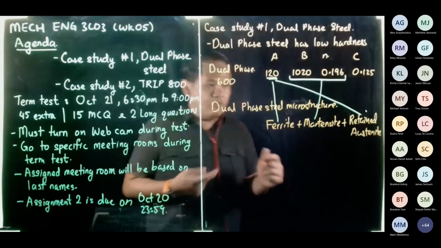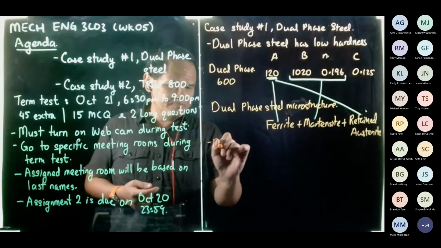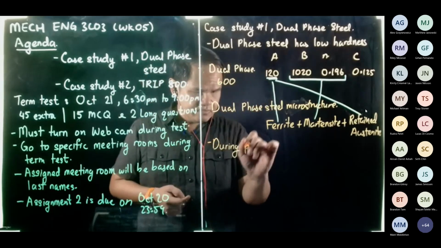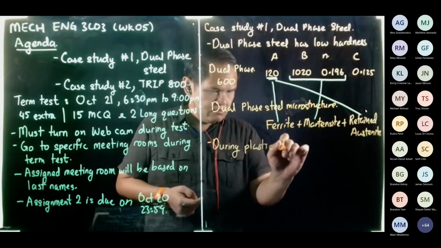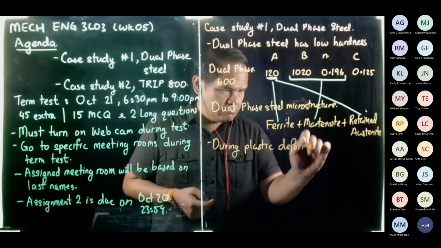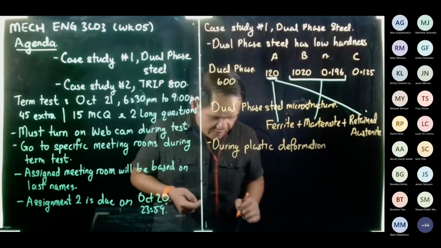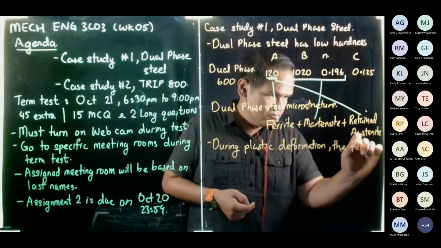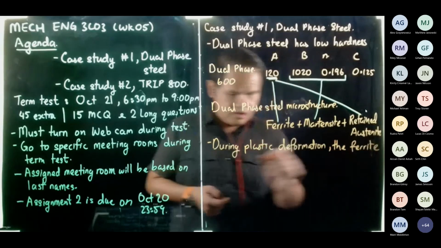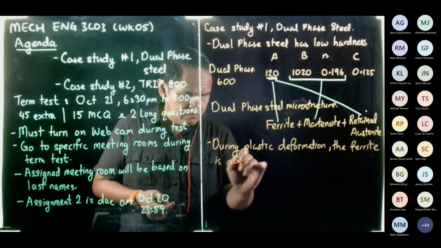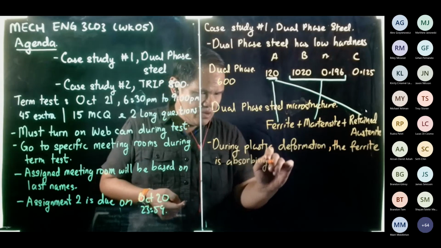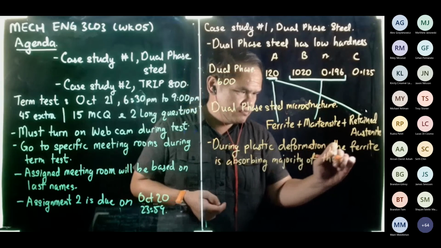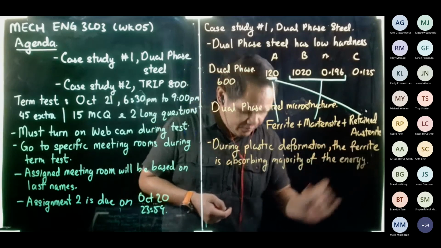So you can see that during plastic deformation, the ferrite is absorbing the majority of the energy. Okay, the ferrite is soft.